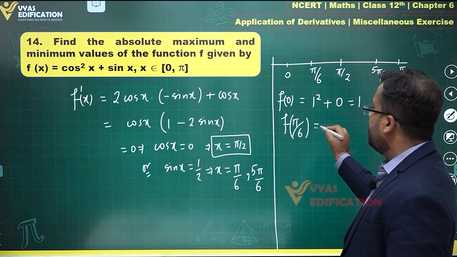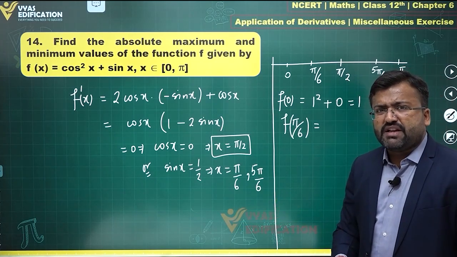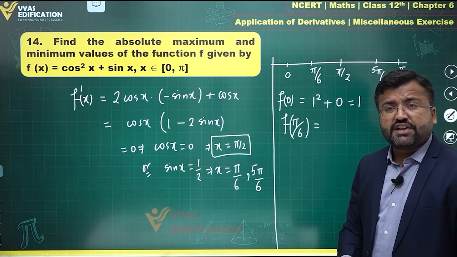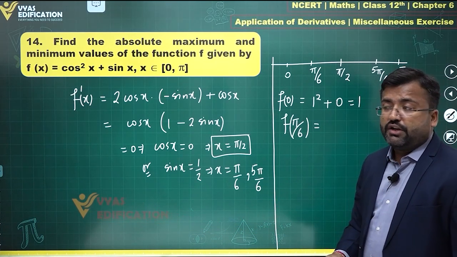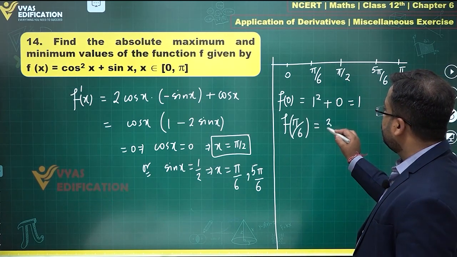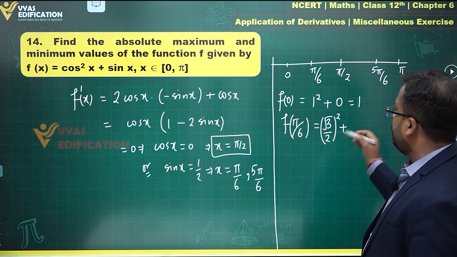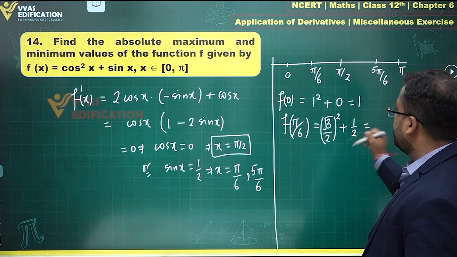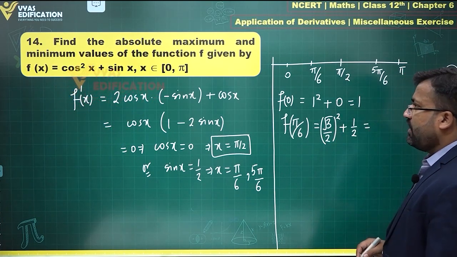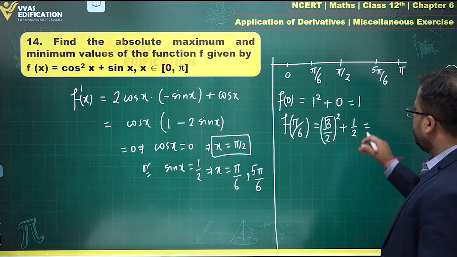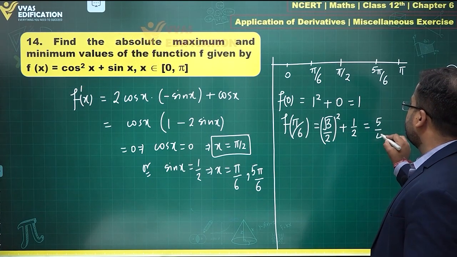Let's find that value. f of pi by 6, cos of pi by 6 is what we are interested in. Cos pi by 6 is root 3 by 2, and you square it, this becomes (root 3 by 2) squared, plus sin pi by 6. What is that? 1 by 2. This becomes 3 by 4 plus 1 by 2, which is 2 by 4, so 3 by 4 plus 2 by 4 is 5 by 4. This is what you'll get.